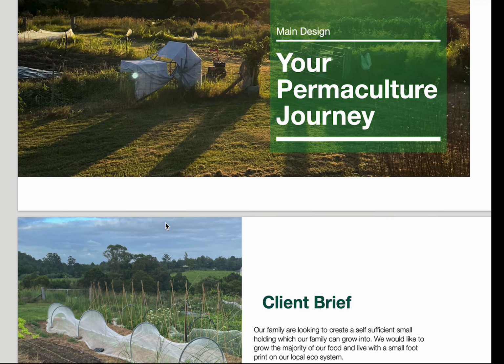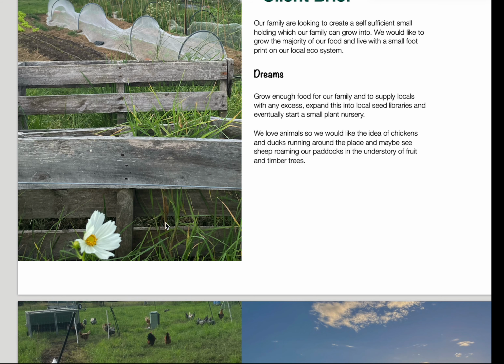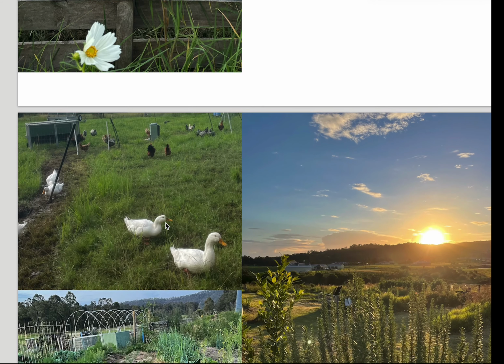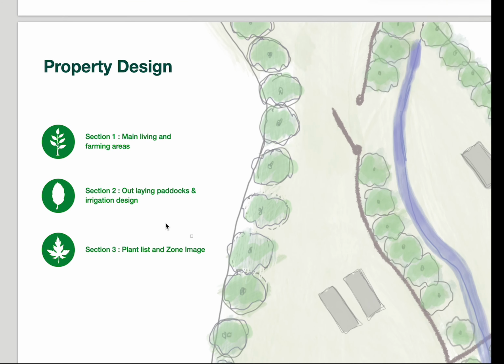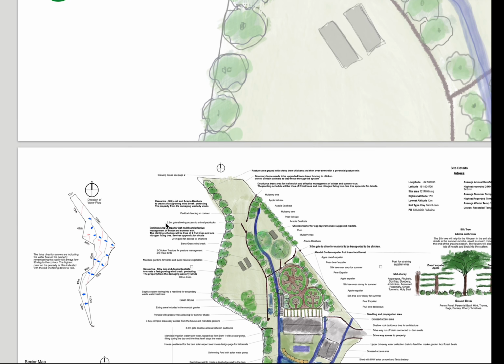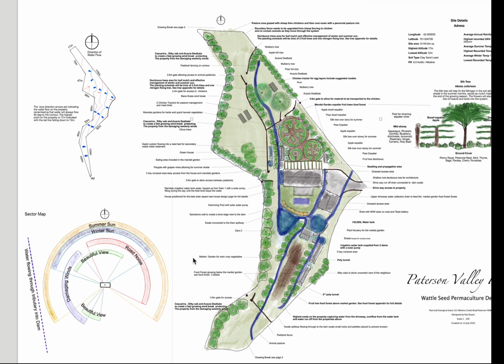Okay, so we just finished with the client brief. What people want to do with the site, what their expectations are, gives me an idea of what I can design into the system. And then we go into the main property design. Here you can see everything's laid over each other and where I've been able to design the systems in.